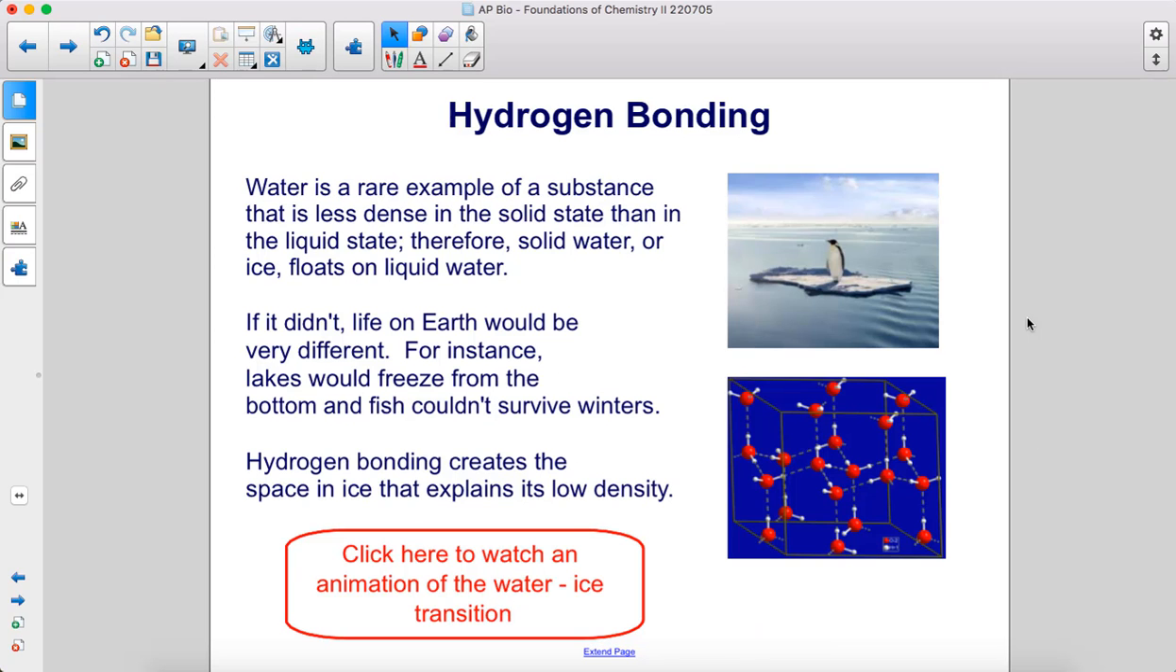Water is a rare example of a substance that is less dense in the solid state than in the liquid state. Therefore, solid water, or ice, floats on liquid water. If it didn't, life on Earth would be very different. For instance, lakes would freeze from the bottom, and fish couldn't survive winters. Hydrogen bonding creates the space in ice that explains its low density. Click here to watch an animation of the water-ice transition.